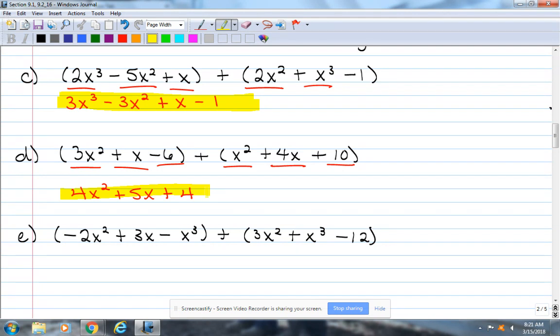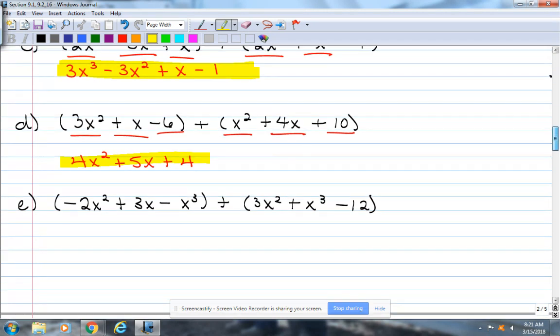Why don't y'all try the next one on your own? See if you can. Oh, this has something funky happen. Y'all see what's funky going to happen here? The ones with the third exponent are going to cancel out because that's a negative 1x to the third and a positive 1x to the third. And I added them together. What do I get? 0x to the third, and 0x to the third is 0, because 0 times anything is 0. So those cancel out. So if they have opposite coefficients but the same variable, they cancel out.